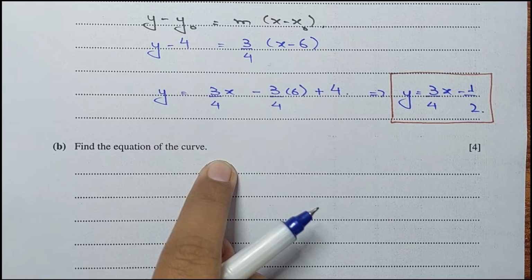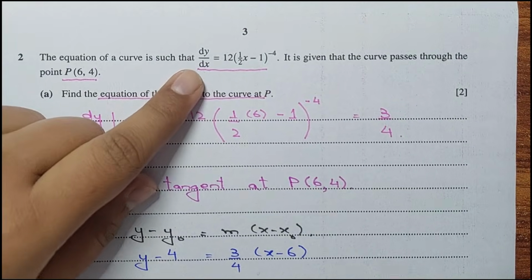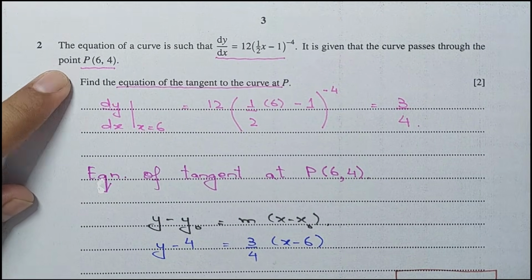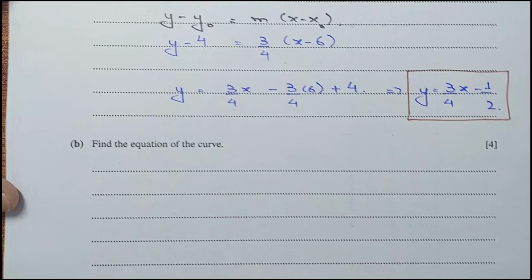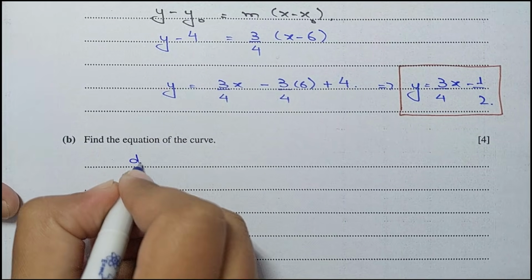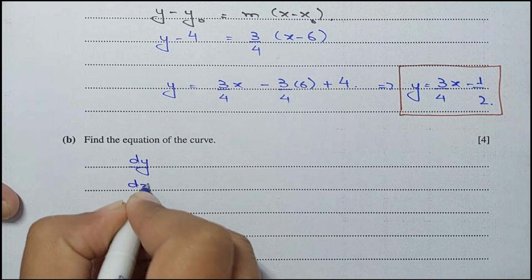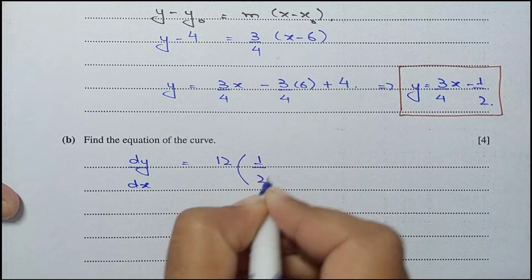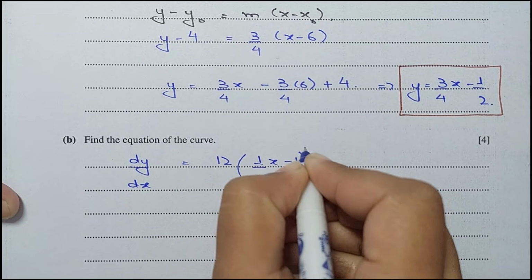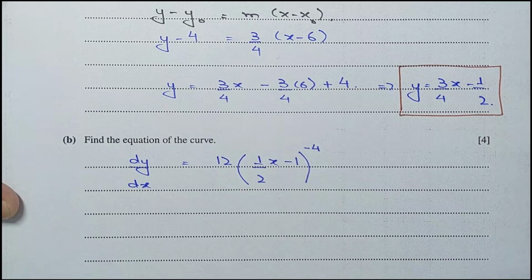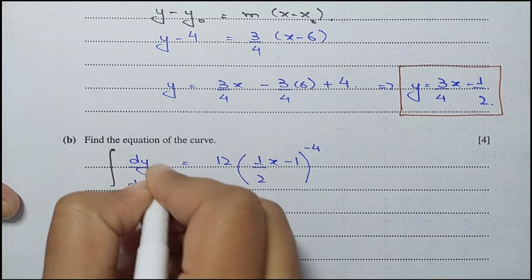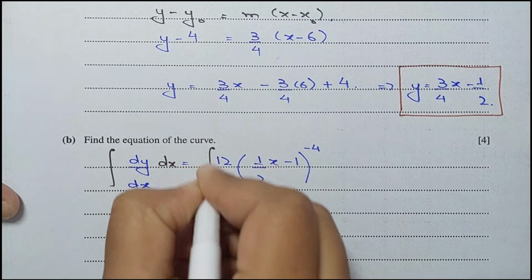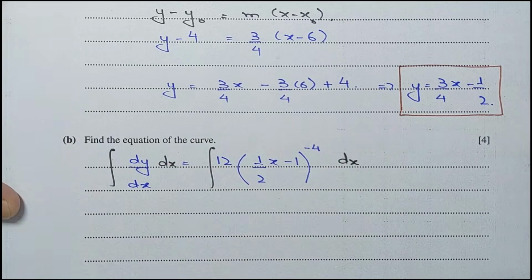Part B, find the equation of the curve. So we have been given the derivative and we have been given the point that the curve passes through, right? So write down the derivative. dy over dx is 12 times 1 over 2x minus 1, its whole power is negative 4. In order to get the equation of the curve, we have to integrate both sides with respect to x.